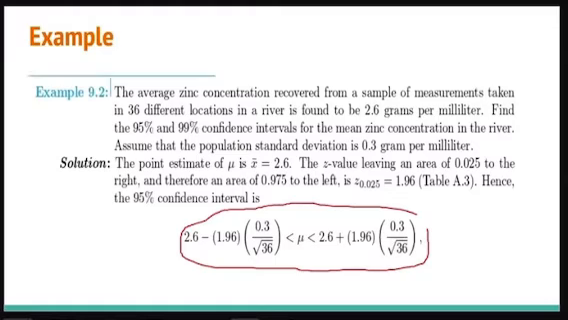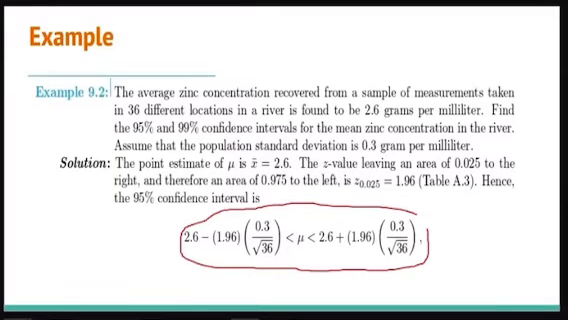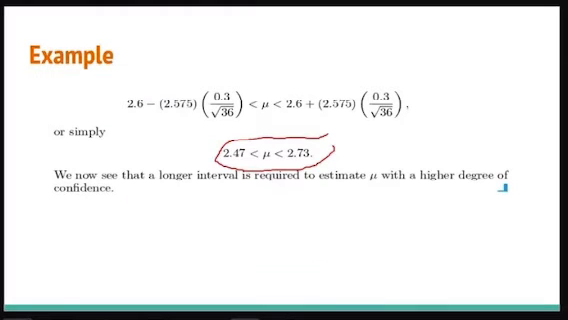But if you want to do 99%, take a look at this. This 1.96 is for 95%, but for 99%, the z-score is going to change to about 2.58. Take note of something: for 95%, the z-score is 1.96. When I increase to 99%, the z-score increases. Because the z-score increases, the margin of error increases, and then the confidence interval becomes wider. Does that make sense? Any question on that?